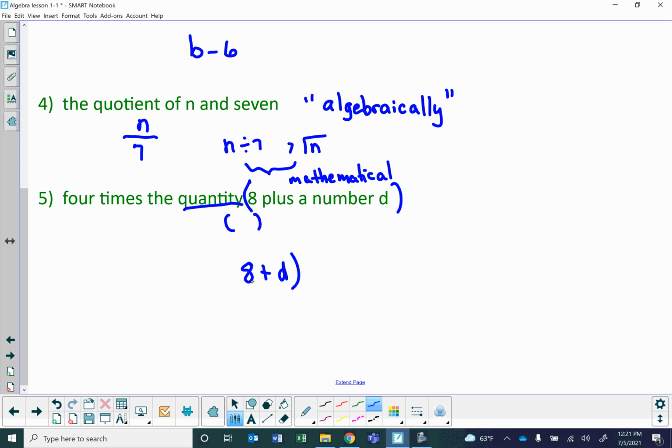And then we're going to multiply that by 4, and we show that we're going to take that entire quantity and multiply it by 4 because it's in parentheses. And the 4 can go in front, or the 4 can go behind. Either one is correct. They both mean the same thing. It just means that we're going to take 8 plus d and add those together first before we multiply them by 4, or we're going to distribute the 4 through the 8 plus d.